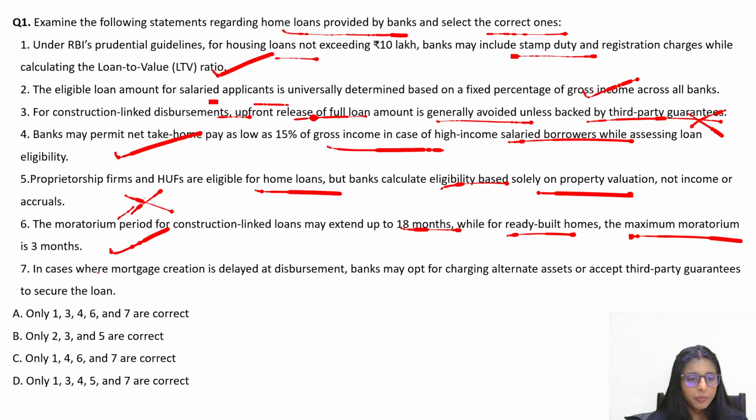It's correct. In case of mortgage creation delay in disbursement, bank may opt for charging alternate asset or accept third party guarantee to secure the loan. It's correct. Which are the correct statements? 1, 2, 4, 6, 7 are the correct statements.